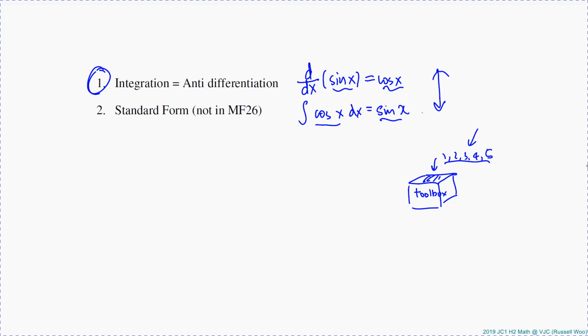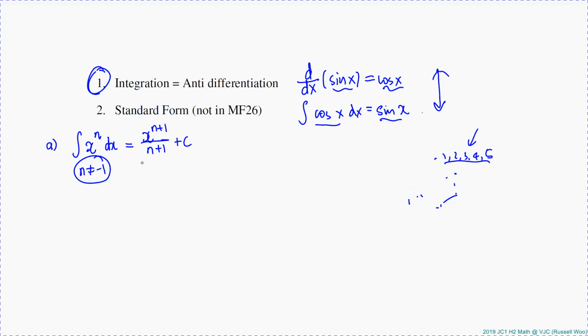Standard forms, they're not in MF26. So what is the first thing? A. You should know how to integrate this one: integrate x to the power n. I want to emphasize n is not equal to -1 for this formula to work. This gives x to the power n plus 1 over n plus 1. Why does this work? Because if you differentiate the right hand side, you will get the left hand side.